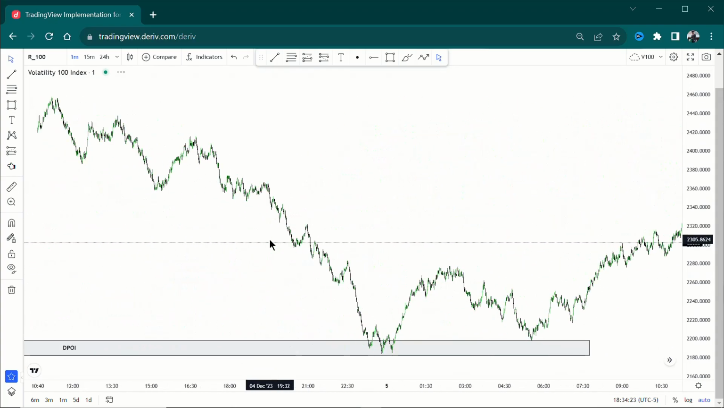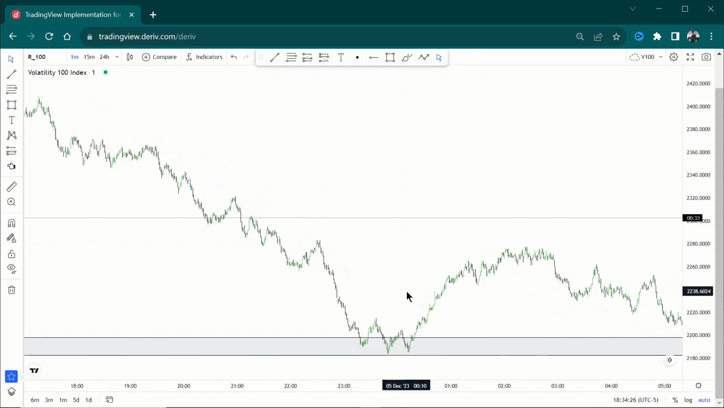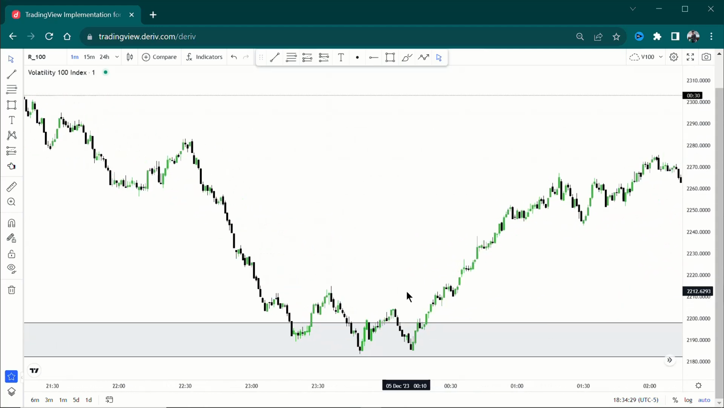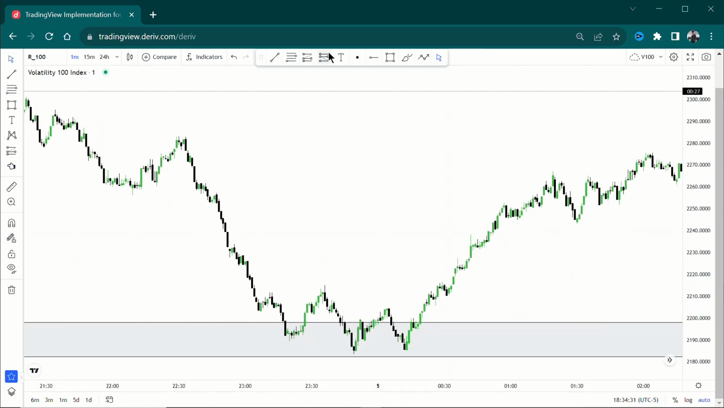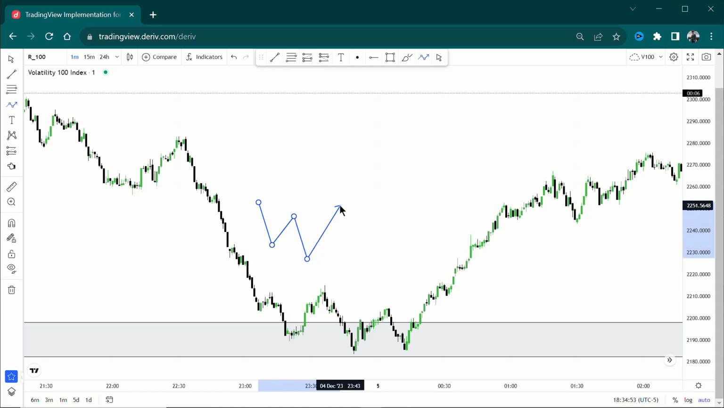This is what you need to be looking for. In the entry setup video, I said that this is the structure you need to be looking for. If it's in a sell, when it approaches your POI, it's supposed to look like this. It's supposed to look something like this, something like that.